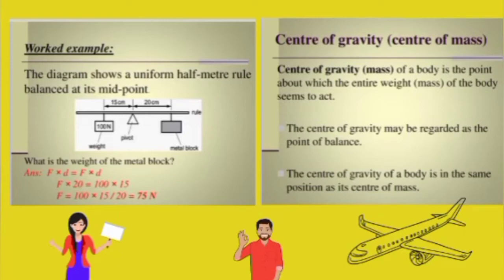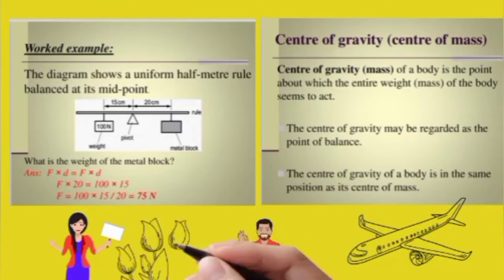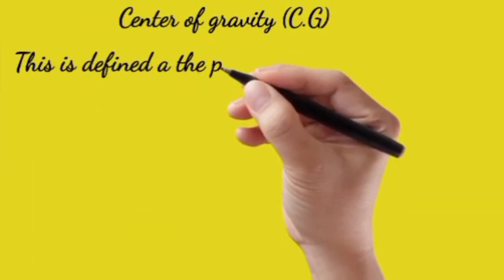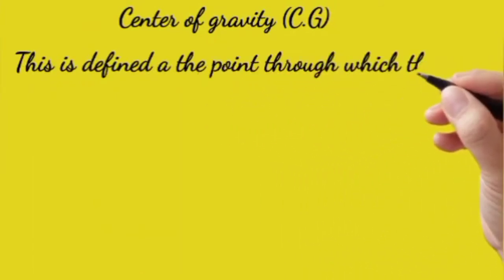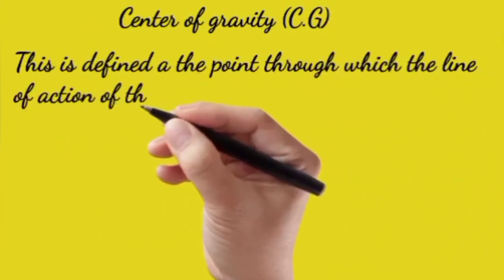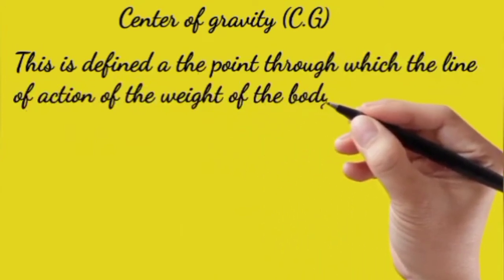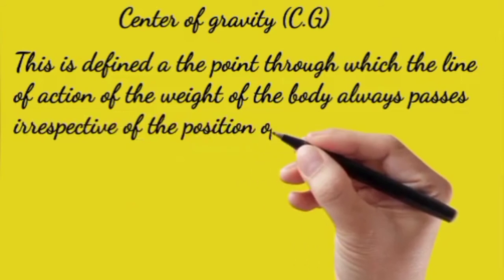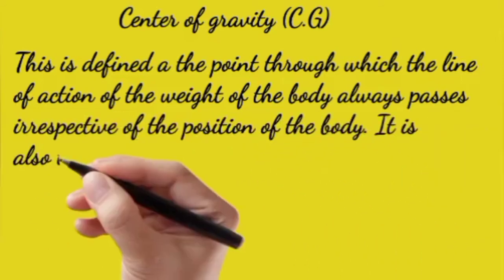That is to say, when the meter rule is no longer waving downwards, it is suspended freely, we say it is balanced. And at that point, we can take note of its center of gravity. So, properly, we define the center of gravity as the point through which the line of action of the weight of the body always passes, irrespective of the position of the body.